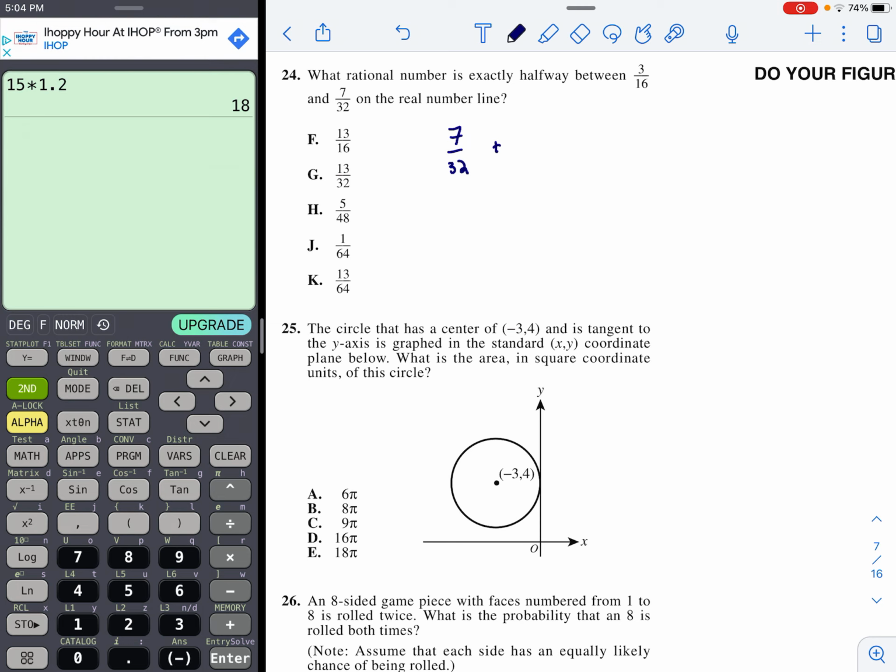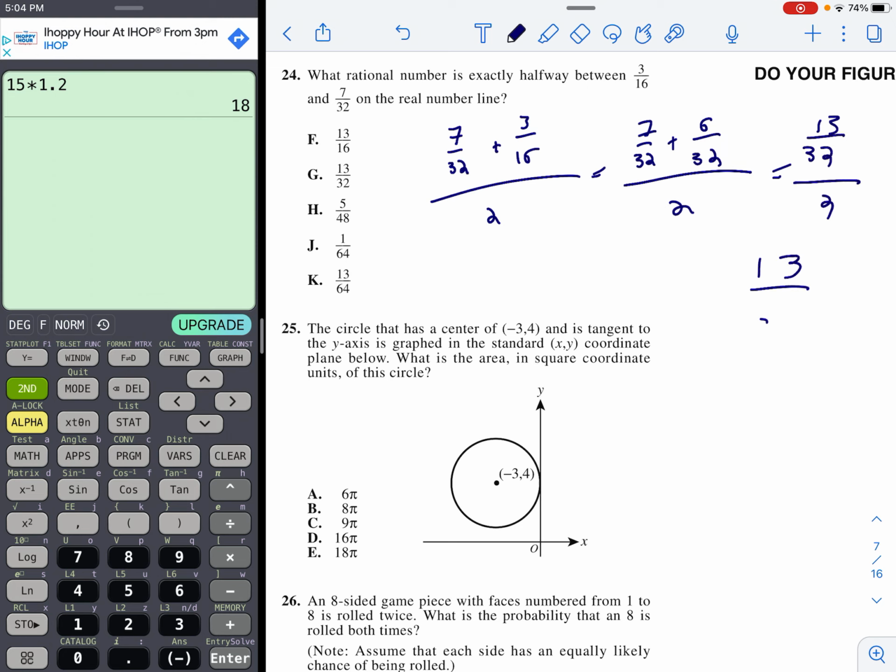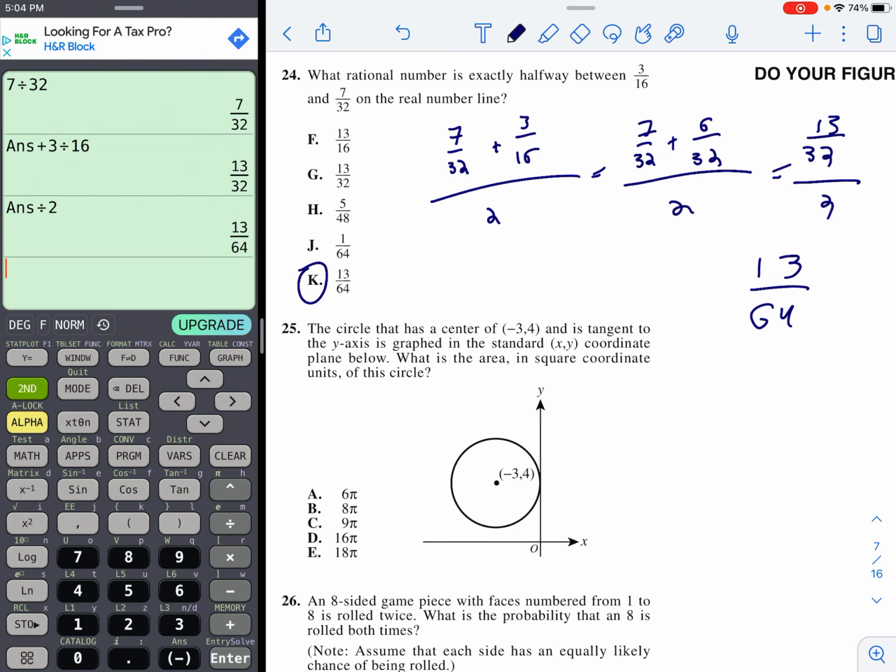So we want to take 7/32 and 3/16, and we want to add them together and divide by 2. And so we would have 7 over 32 plus 6 over 32 divided by 2. We'd have 13 over 32 divided by 2. We'd have 13 over 64. So 13 over 64 is right, and I just want to remind you that you could do this on your calculator as 7 divided by 32 plus 3 divided by 16, divide that by 2, and there you go. 13 over 64 would be a way to do that pretty quickly.